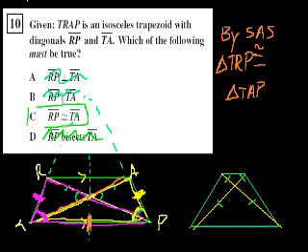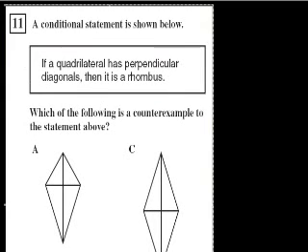So anyway, problem number 11. A conditional statement is shown below. If a quadrilateral has perpendicular diagonals, then it is a rhombus. Fair enough. Which of the following is a counterexample to the statement above? So they're saying if it's perpendicular diagonals, then it's a rhombus. So if we could find something that has perpendicular diagonals that is not a rhombus, then we have a counterexample, right? Then this would not be true. So let's find something with perpendicular diagonals that is not a rhombus.